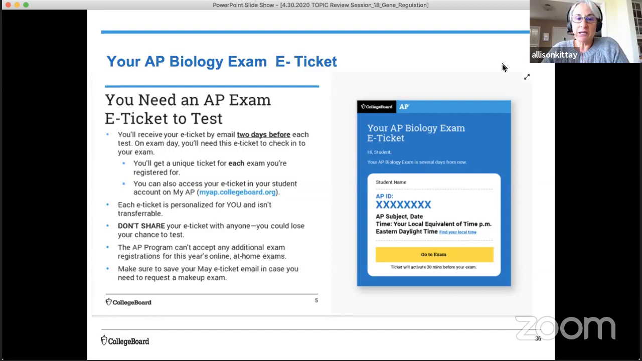If you don't get the email, this is why we've been bugging you to go and make sure that College Board has your most current email on your AP account at MyAP. You can go to MyAP at collegeboard.org and make sure that your email is updated. Okay. Otherwise, you'll be able to get it at your My AP at the College Board.